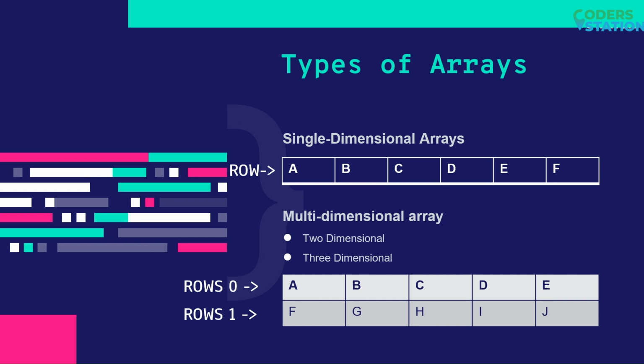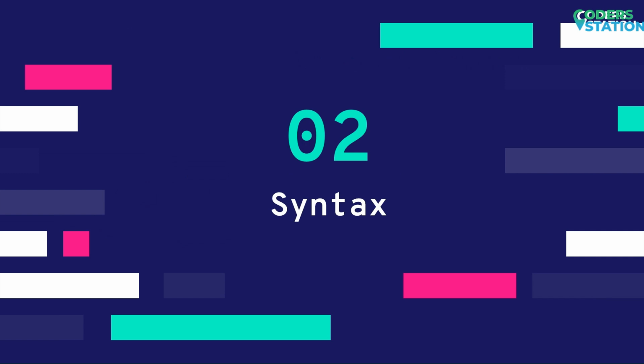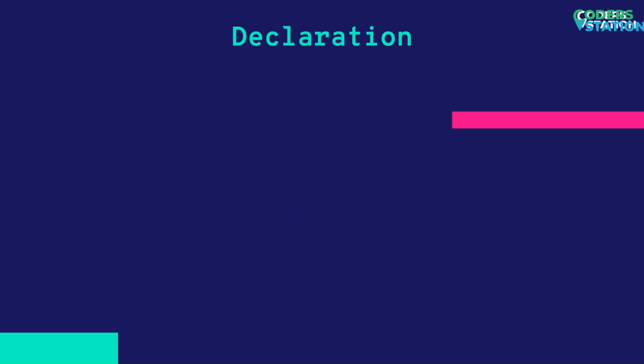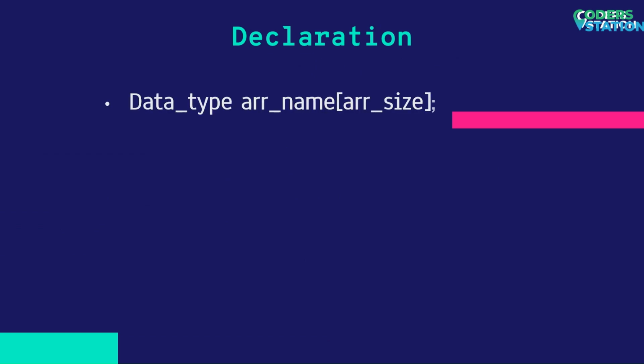Now let's move forward towards the syntax of our array. Now that we have understood the importance of arrays, let's look at how we declare them in our code. The syntax for declaring an array is very simple. Here, the data type represents the type of data the array will hold. Array name is the chosen name for the array variable, and array size indicates the number of elements the array will contain.